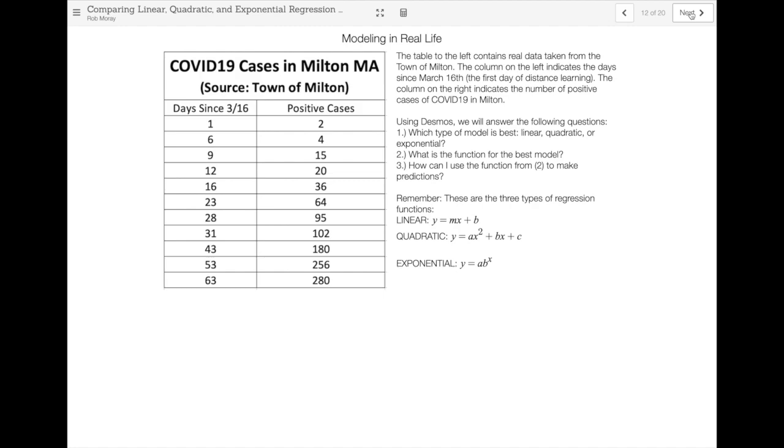So what we're going to do is, through Desmos, create our linear, quadratic, and exponential regression model. We're going to determine which one is best, and then we're going to make some predictions.